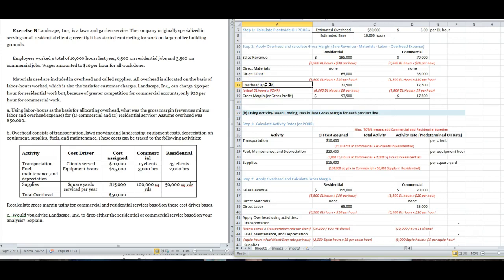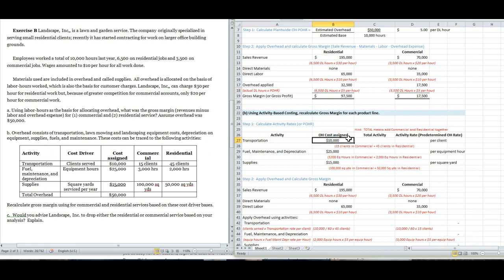Instead of using one rate for the entire company, we are going to use different rates based on these activities, which are identified as transportation, fuel, maintenance, depreciation, and supplies. We have a cost driver which tells us how these costs are increased, or what causes these costs to increase. We're going to create a predetermined overhead rate, or activity rate, for each one using this as our base. So the cost driver is equivalent to our base.